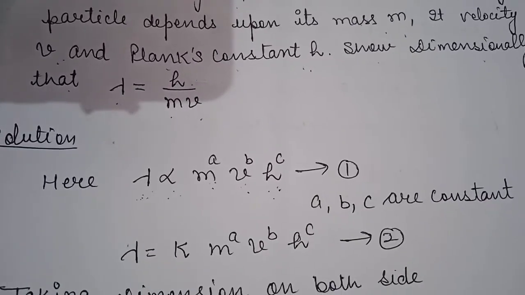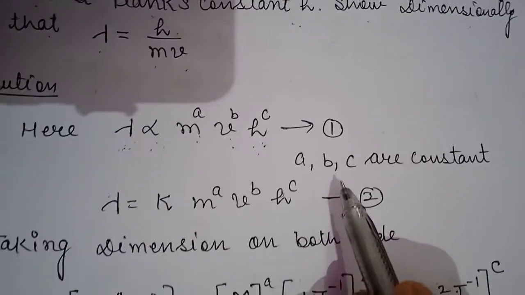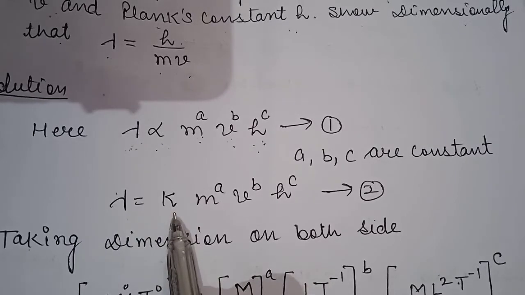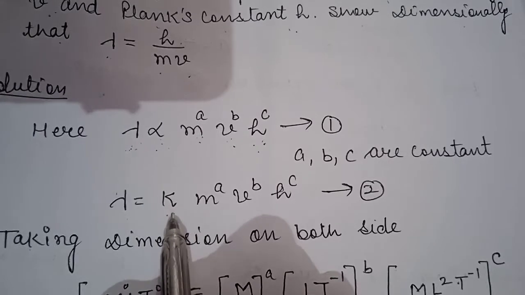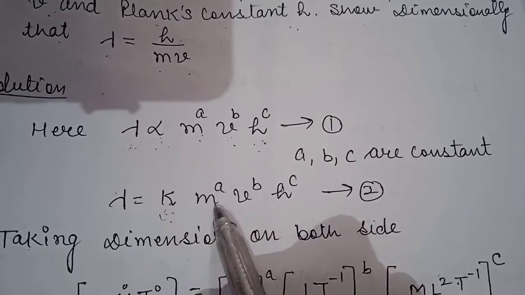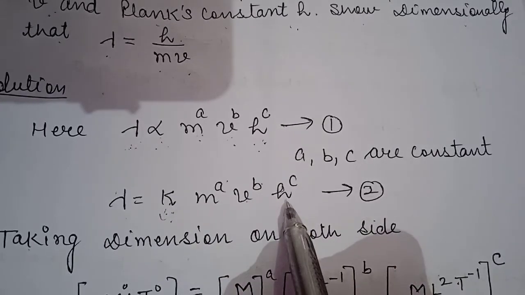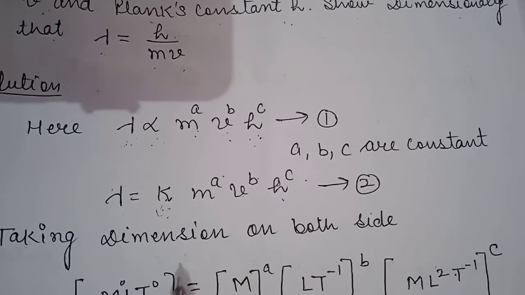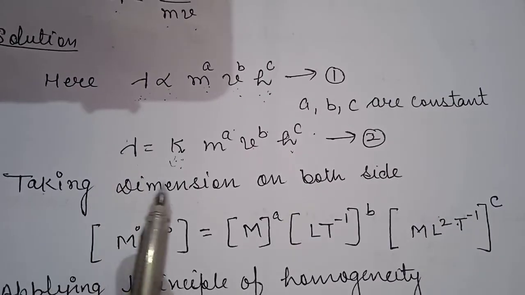Here a, b, c are the powers, the dimensions, and are constants. We have to change from proportionality to equality, so we write a proportionality constant k: lambda is equal to k m raised to power a, v raised to power b, and h raised to power c. Now we have to take dimensions on both sides.